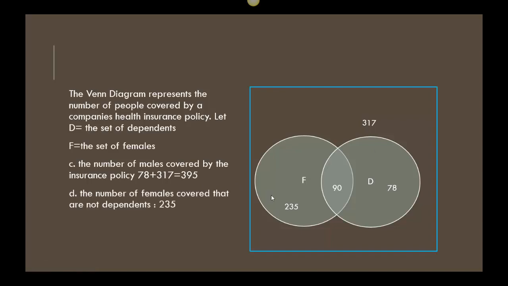In D, I wanted to know how many of the females are not dependents. So the big circle, this is females. This intersection says also dependent. So only this 235 are females that are not dependents. In E, I said, let's look at the number of males that are dependents. So these are dependents. These 90 dependents are female, which says the other 78 then are men.